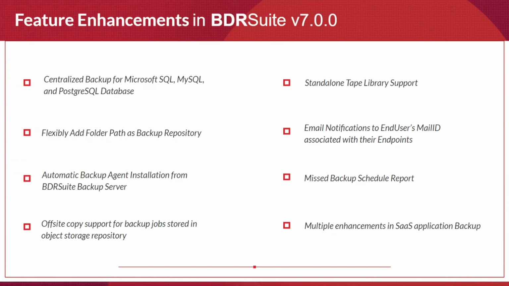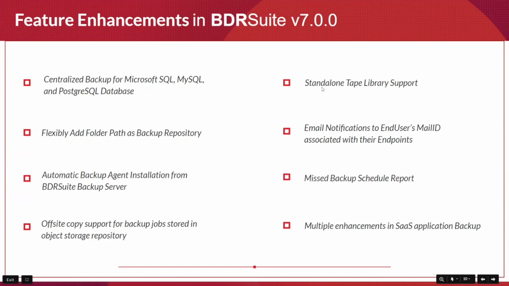Okay, and then you have the offsite copy support for your backup data stored in object storage repository, which we have restricted previously. Now, even if you're going to store your primary copy of your data in cloud, you get the option to enable offsite copy for the cloud stored data. So that is what your offsite copy is all about for your object storage repository data.